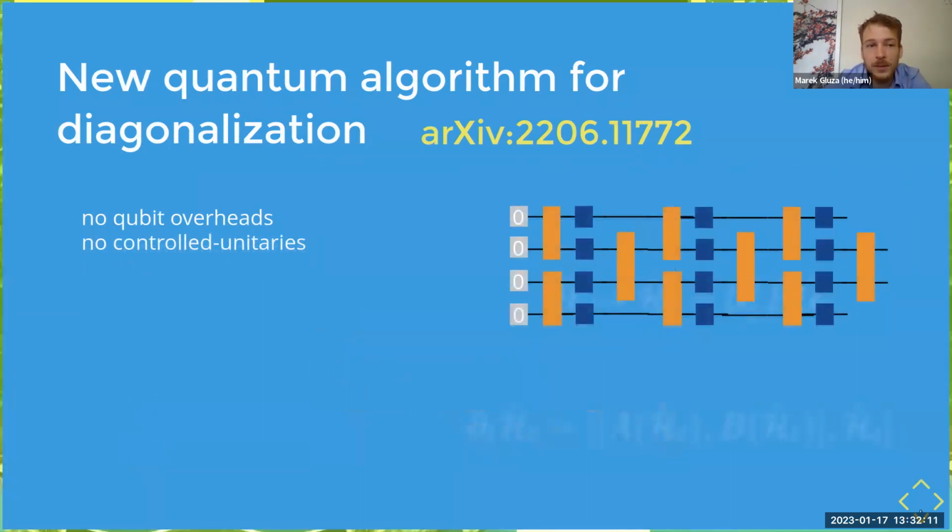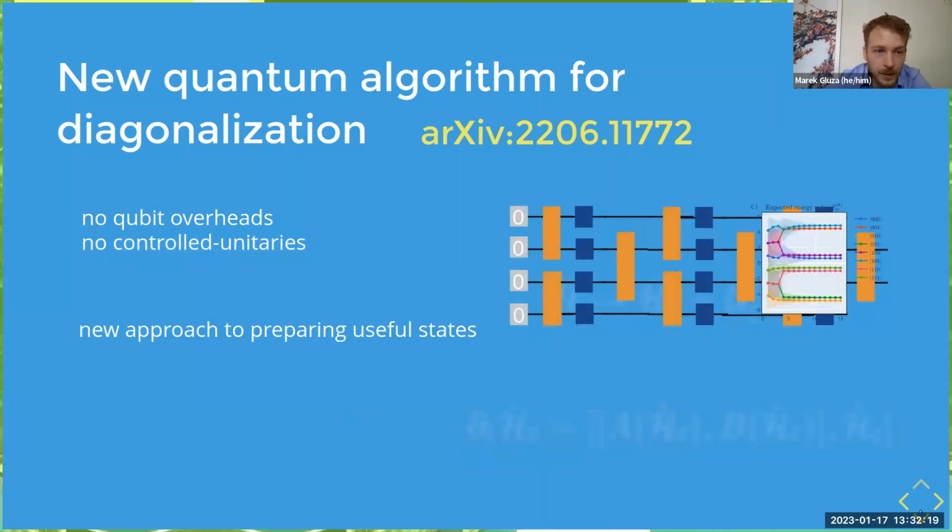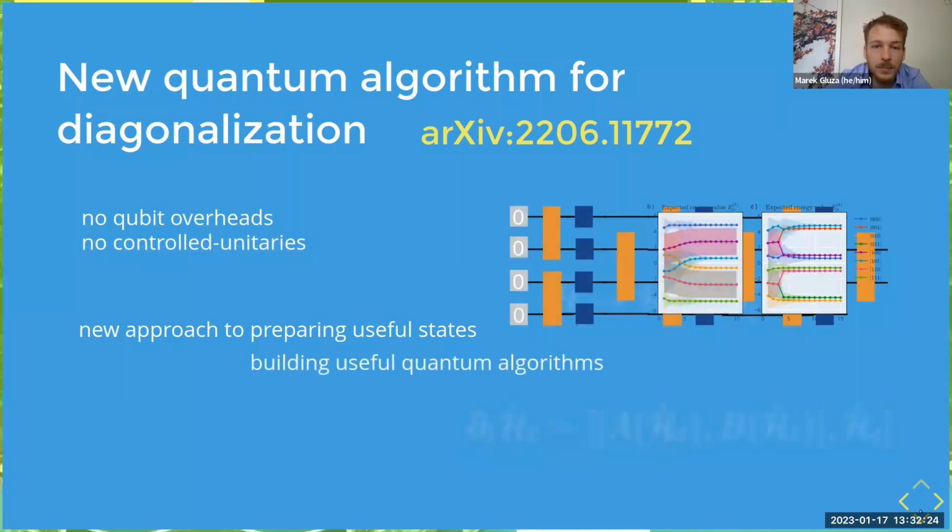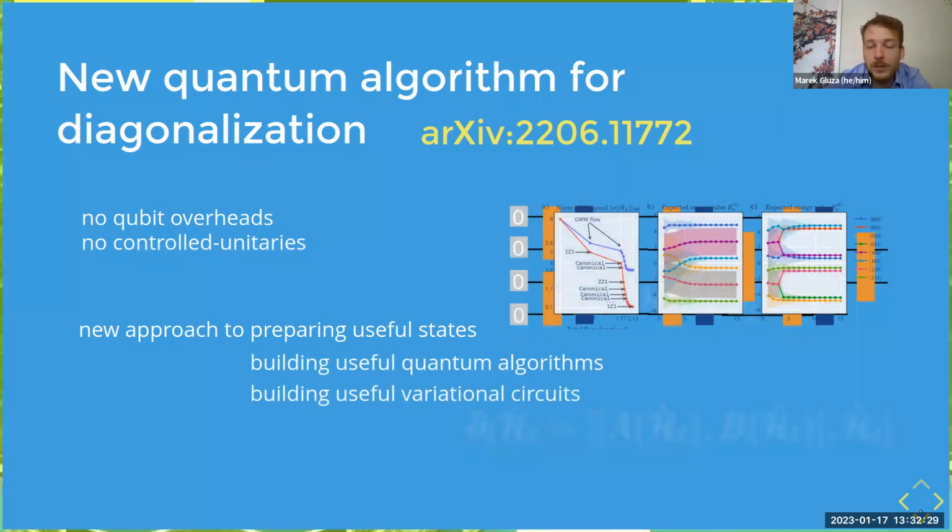There won't be any qubit overheads, there won't be controlled unitaries. You just need to evolve your system in an appropriate way. And that will give you a new approach to preparing useful states. It will allow you to build useful quantum algorithms, and you can also go away from the main topic that I will discuss today. I will tell you how to try to be even more efficient, and then how to use variational ideas to diagonalize different matrices even faster.